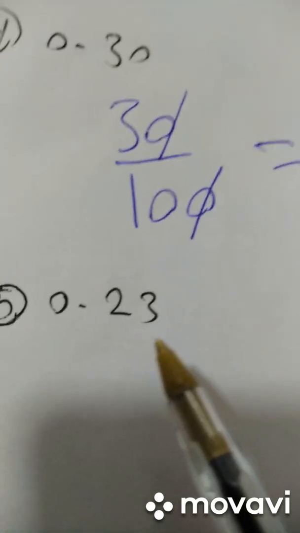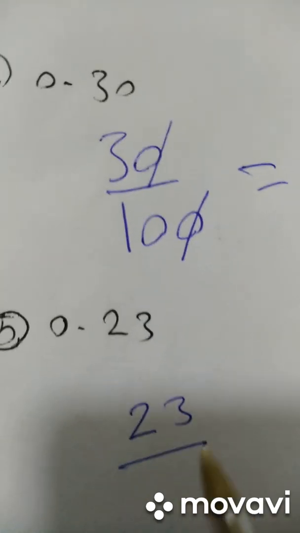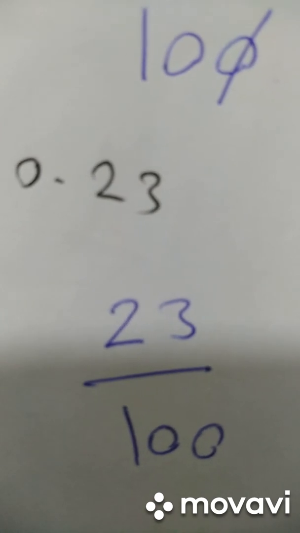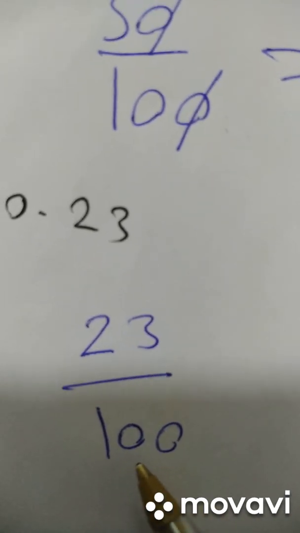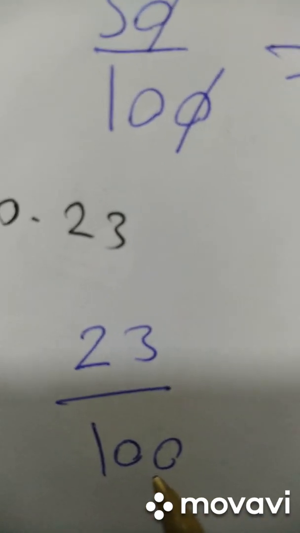Number 5, 23 hundredths. It will be 23 hundredths as a fraction. Okay? Then the GCF of 23 and 100 is 1. So 23 hundredths is in simplest form.